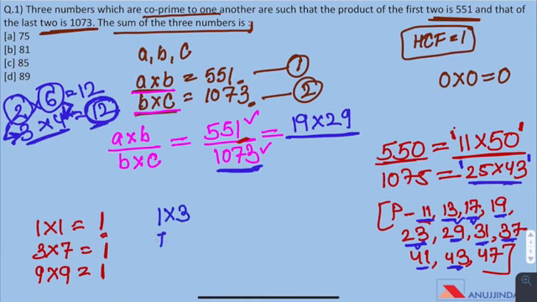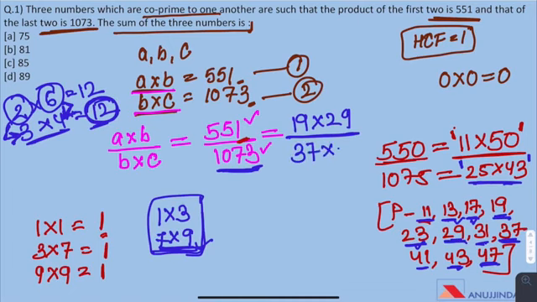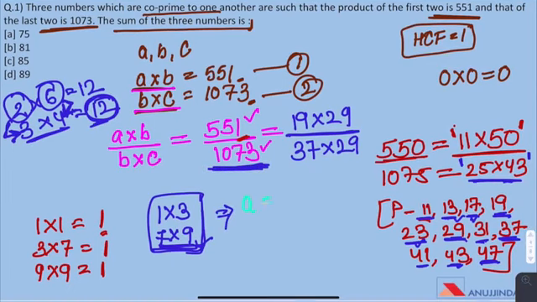1 into 3, 7 into 9. These are the two pairs we have to search for. So let us search the pair for 7 and 9. So here we see 37, 19, 29 and 47. 37 into 29 is 1073. So we get A is equal to 19, B is equal to 29 and C is equal to 37.